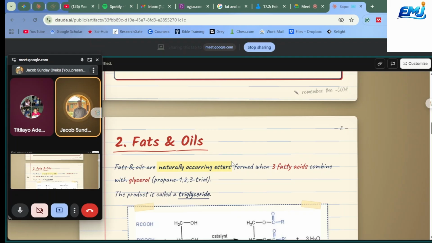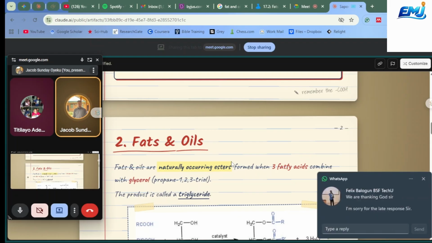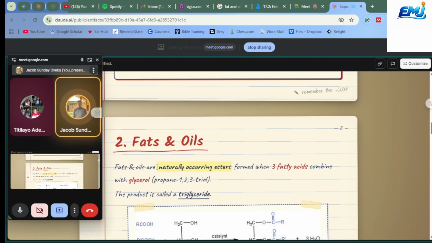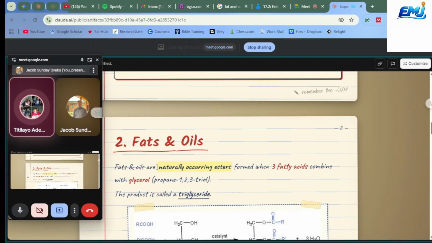Then part 2 is fat and oil. Fat and oil is basically the same thing. So you understand this? Fat and oil are naturally occurring esters. Can you see that? They are naturally occurring what? Esters. So number one thing you need to know is that fat and oil are esters.